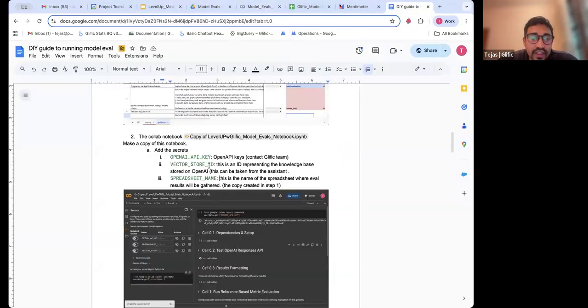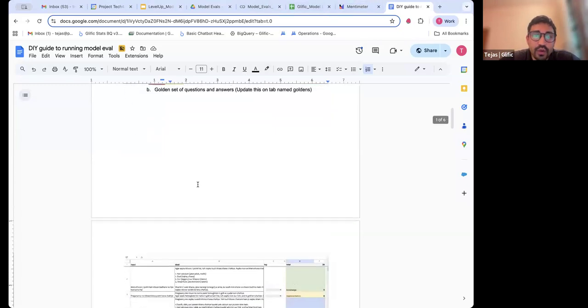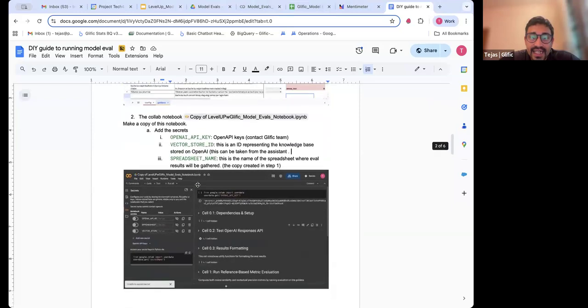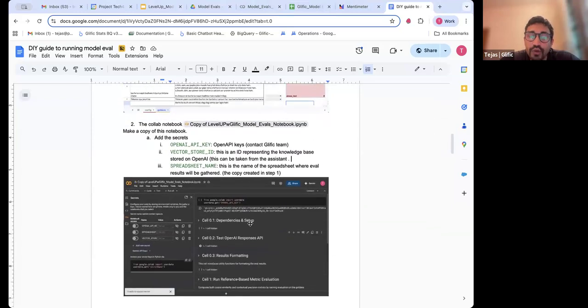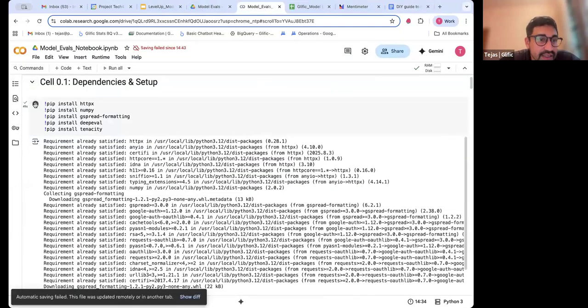And the second is the vector store. For whatever AI assistant you have already created in Glyphic, there is a way for you to get the vector store ID associated with it. We'll attach a screenshot of that as well, so you don't have to worry too much about it. We'll show you where to paste those things. So you do one setup in the Google Sheet, and a second setup of these variables in the Colab notebook. Once you've done this, all you have to do is run these cells.